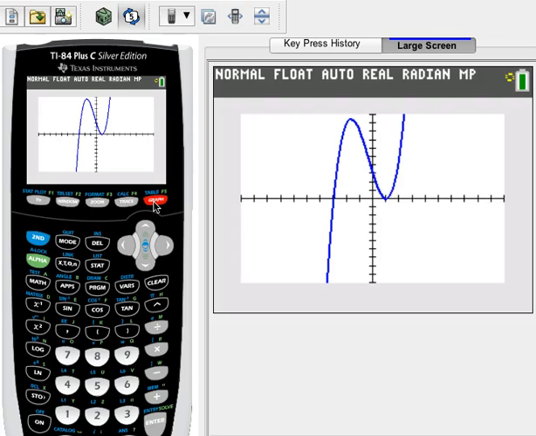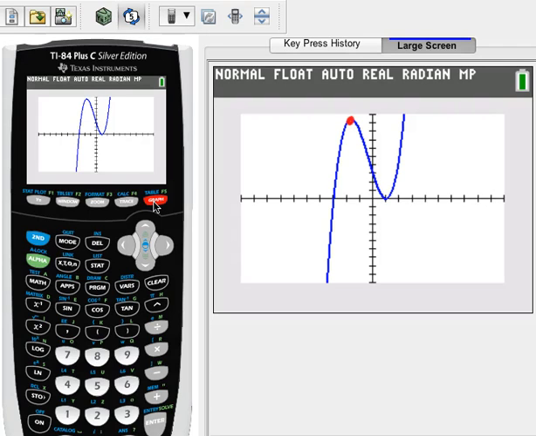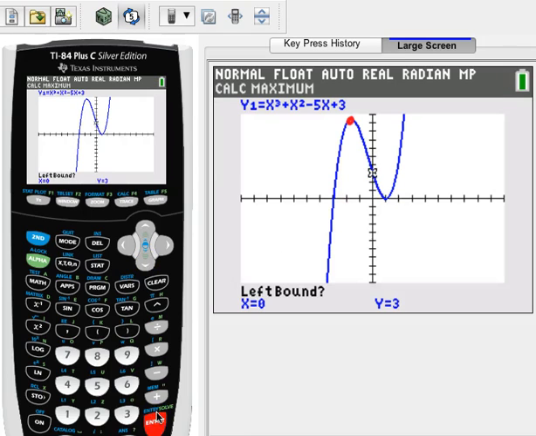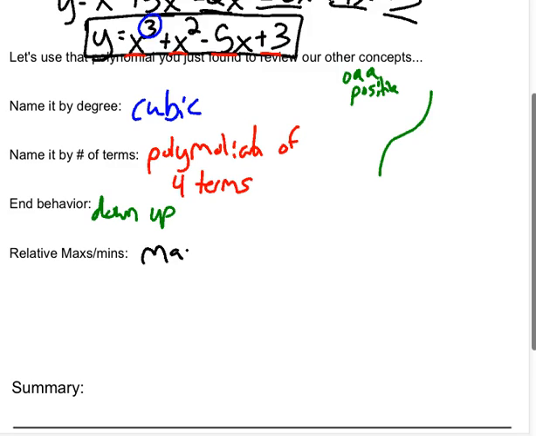So let's look at those relative maxes and mins. See your relative max sitting right there. Let's go calculate it. So max, go to the left, to the right. And it's sitting at negative 1.67, 9.48. So negative 1.67, 9.48 is the max.